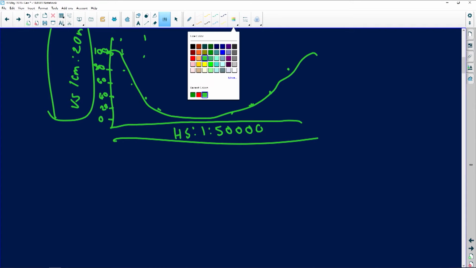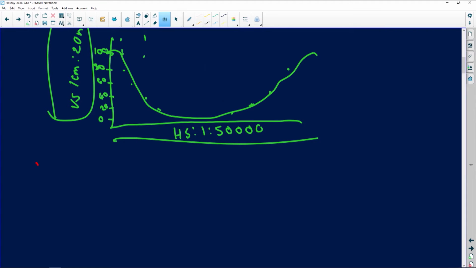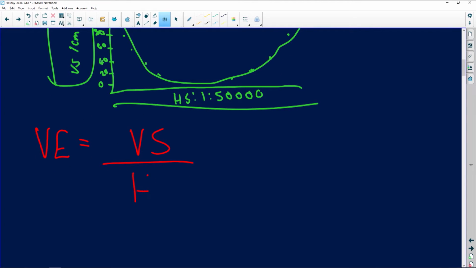We want to know this landform: how many times was it exaggerated? How many times was it made bigger? Very simple, once again, definition. If you look at the formula of vertical exaggeration, it follows as: vertical exaggeration equals vertical scale over horizontal scale. Let's just write it out, because you're making notes at home.